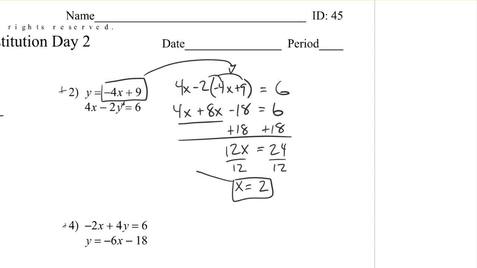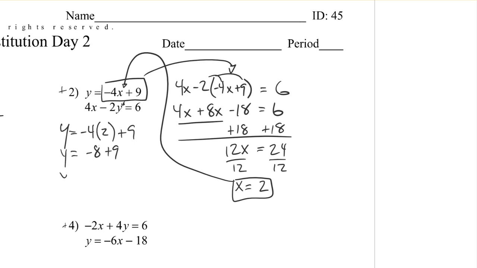And then we can substitute this back into this first equation. y equals negative 4 times 2, that's our value of x, plus 9. Negative 4 and 2 make negative 8, plus 9. So y is 1. So our point is 2, 1.